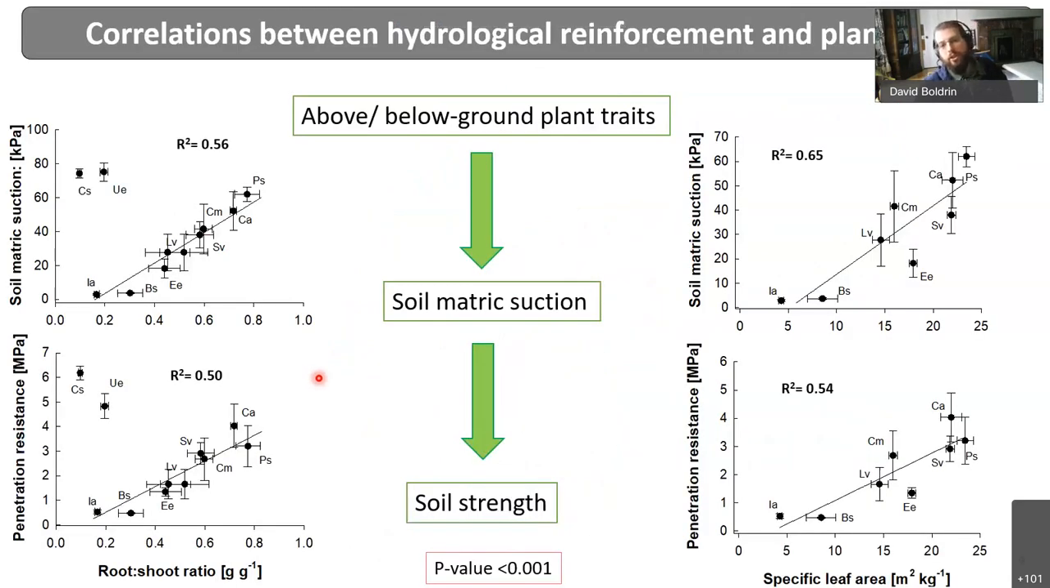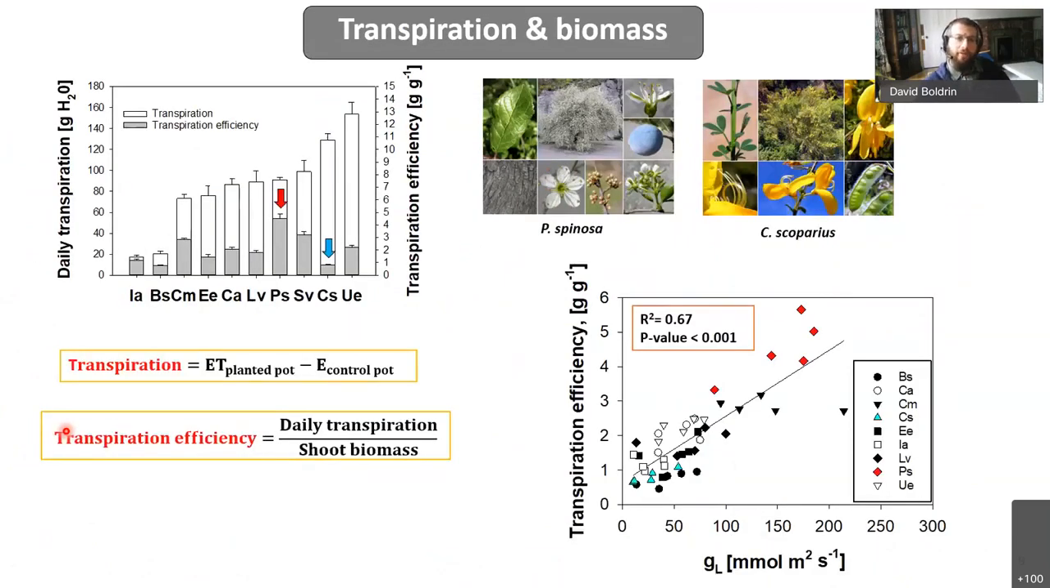So here you can see two strong correlations between two plant traits, root shoot ratio and specific leaf area, with hydrological reinforcement, again indicated by soil matric suction and the soil penetration resistance. As you can see, there is a clear correlation between these traits and the induced hydrological reinforcement in the soil. And also it's interesting to highlight that we have both below ground and above ground traits affecting the hydrological reinforcement. As I mentioned, there was no clear relation between plant biomass and the induced hydrological reinforcement.